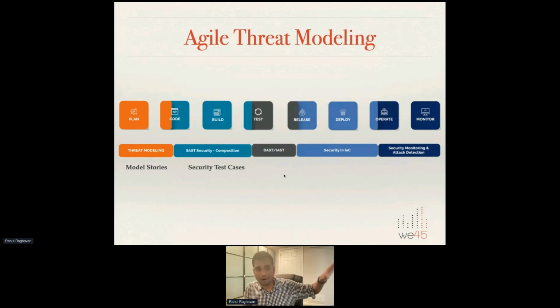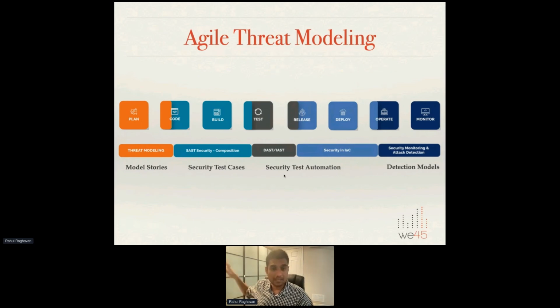At the far left, you have modeling stories. Then you have security test cases that can be driven through it. You can now use threat modeling as a way to run security test automation. And finally, you can use threat modeling to build detection models as well. Remember the possibility that I told you about being able to link a vulnerability back to your original threat. That is the feedback loop that's possible, and you could build detection models as well.